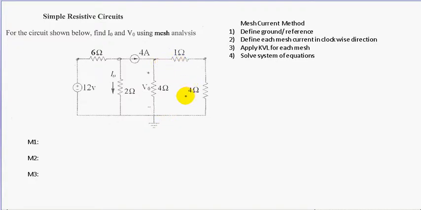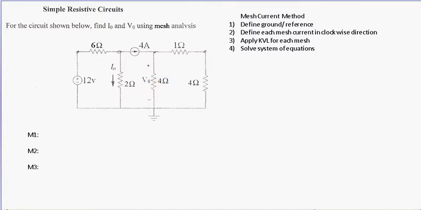Now, this is not a mesh where we go from ground to 12 volts, 6 ohms, and then go through the 4 amps and then 4 ohms. That's a loop, but that's not a mesh. A mesh is a loop containing no other loops inside. So essentially, a mesh is its own loop.